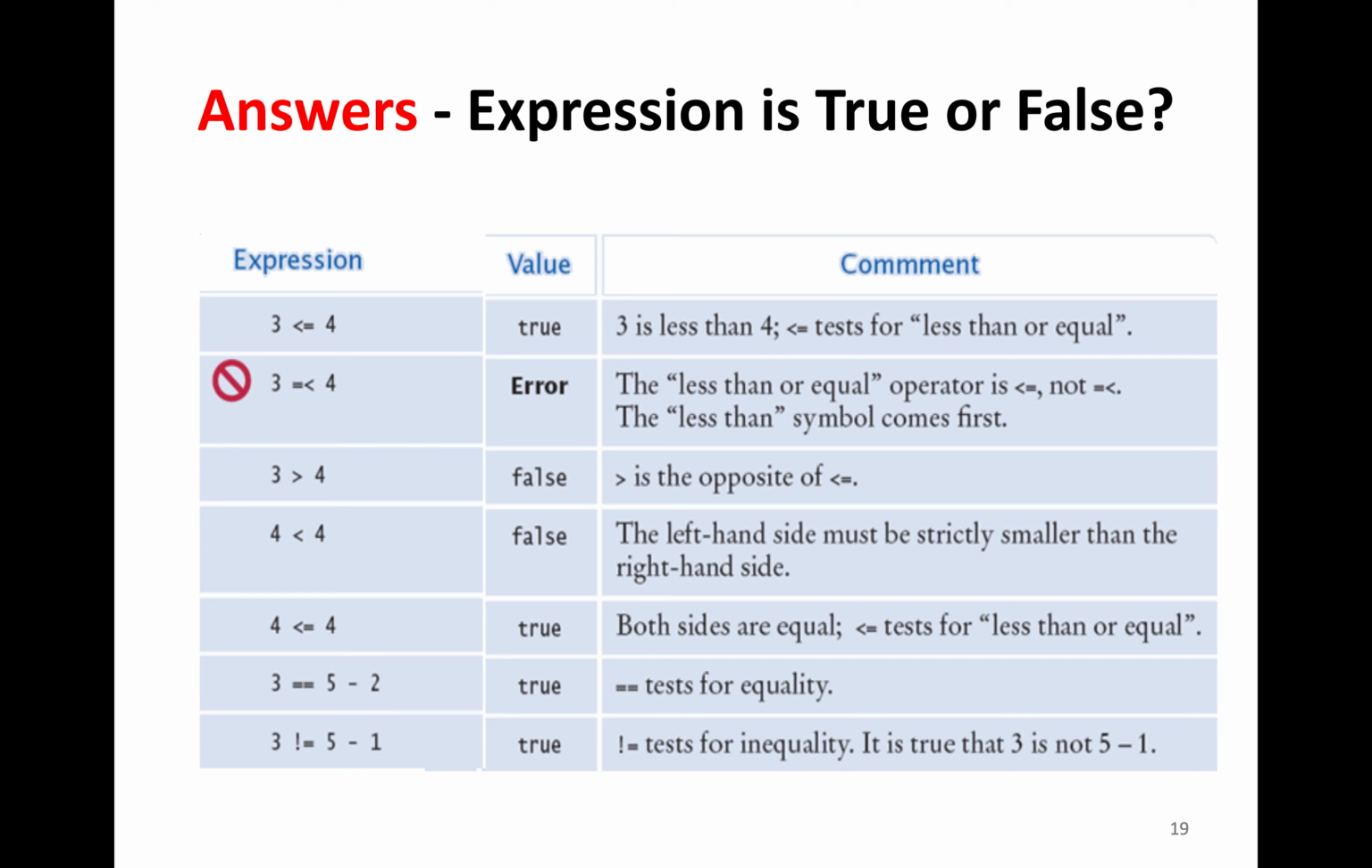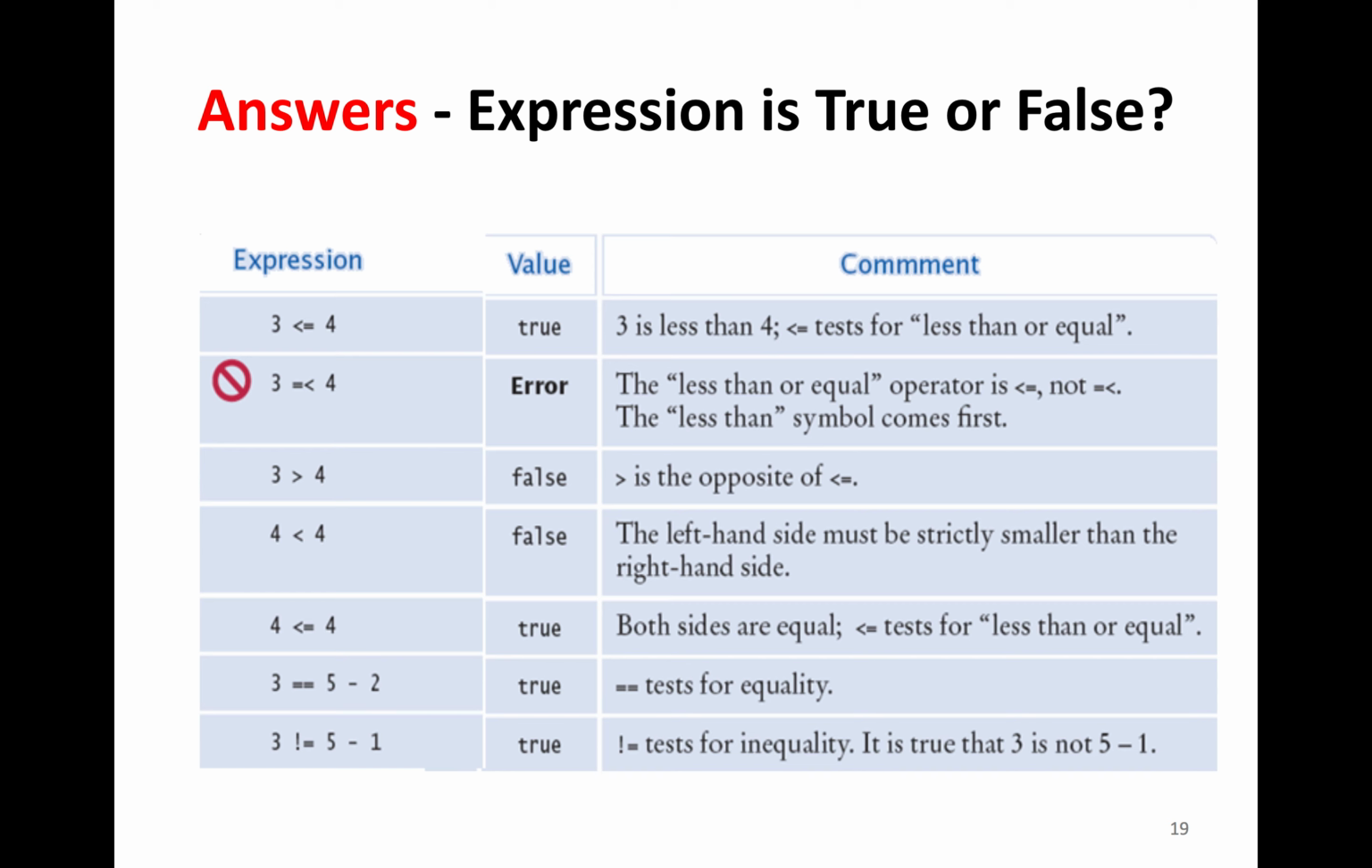The third example, 3 is greater than 4, which is false. So greater than is the opposite of less than. 4 less than 4 is false. The left side must be strictly smaller than the right side. 4 less than or equal to 4, that is true. Both sides are equal. So less than or equal tests for less than or equal.